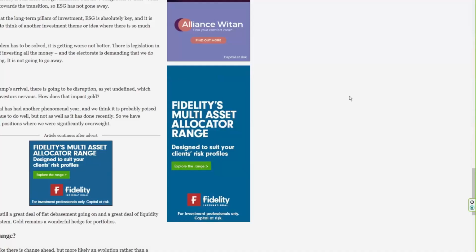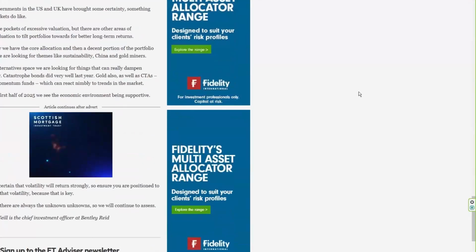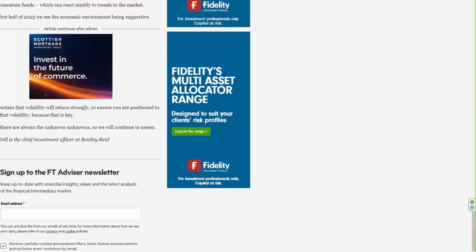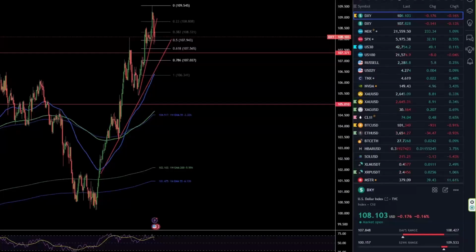But the gold mining stocks were where we made the money last year, the big money. And those are the things that I would be paying more attention to. But to do that, you still need to keep your eye on gold and silver.